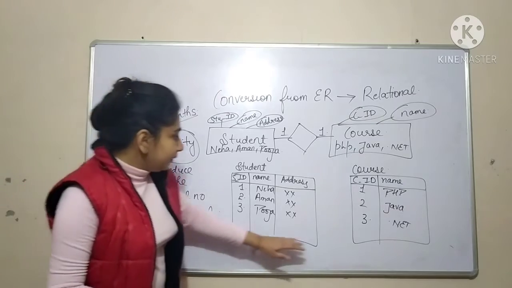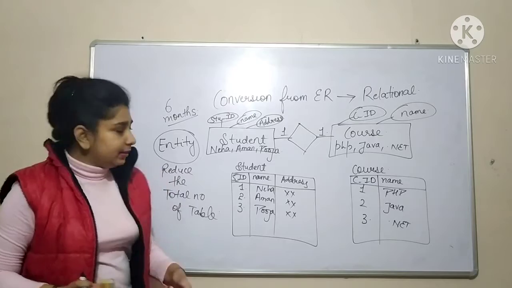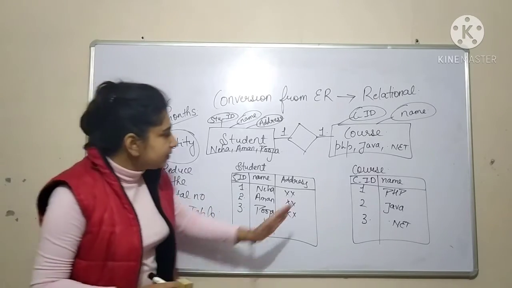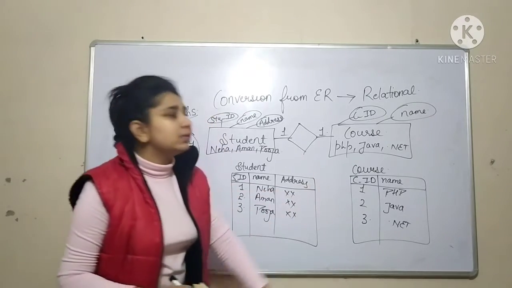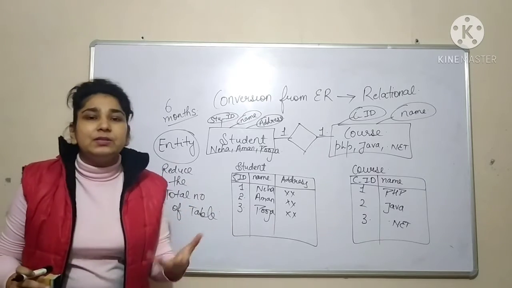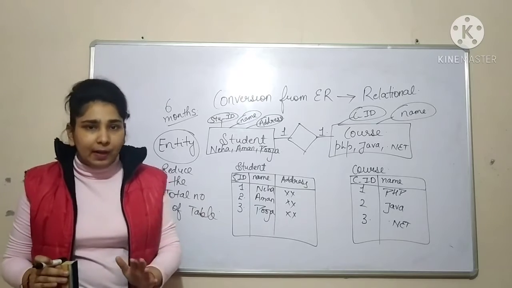Okay, so these two tables are now actually independent. This table is going to give you the details of all students. This course table is going to give you the detail of all courses. Till now we don't know which student is studying what kind of course. We don't know till now.